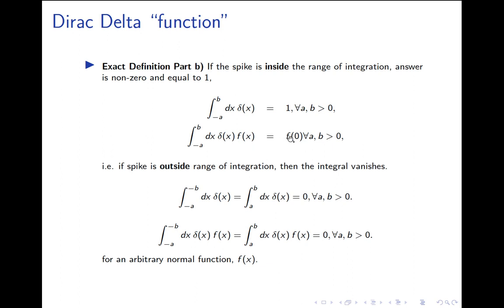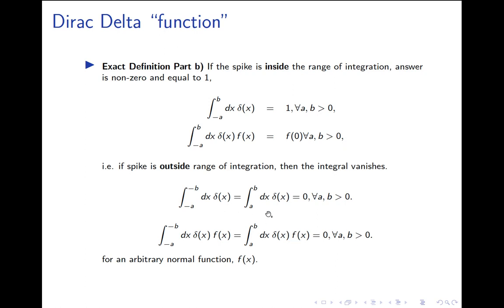Okay, so that is the best way to work with the delta function. These two definitions are going to be useful. So this is a special case when f(x) is equal to 1. But in general, if you have the integral of a delta function and a normal function f(x) over a range which includes the spike, then that should give you f at the location of the spike. Okay, if the spike is outside the range of integration, then the integral identically vanishes.